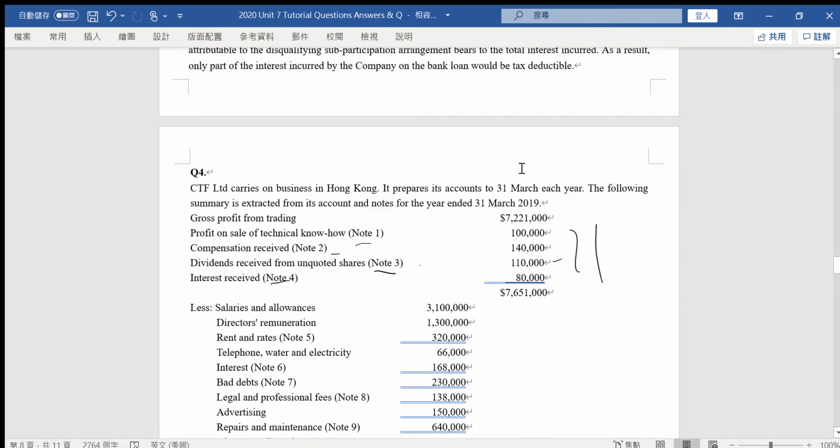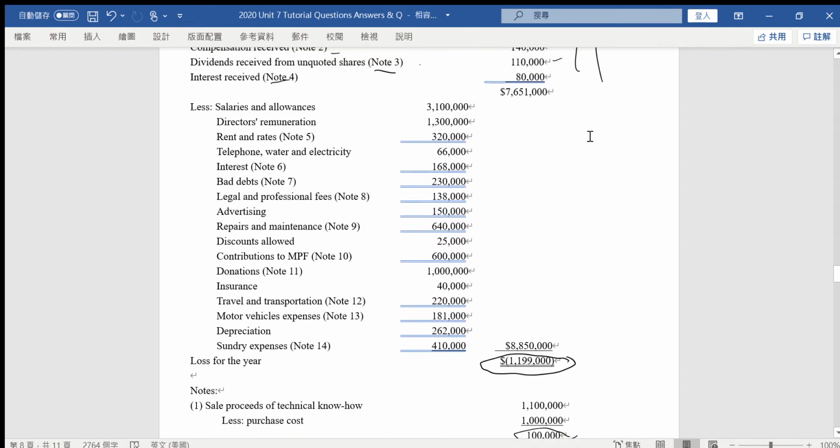Then now we look at the other, and that is the legal and professional fee, Note 8.